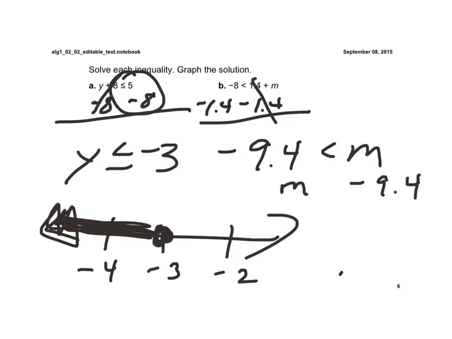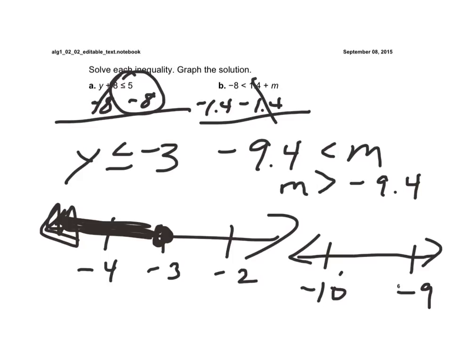And again, I don't want to upset the alligator. This time the alligator is eating the m, so I want to make sure I rewrite it and have the alligator eating the m. So now I have a negative 9.4, so I'm going to have negative 10 and negative 9. And then the negative 10, negative 9, negative 9.4 would be about right here. And again, it's greater than, so it's an open circle this time and shaded to the right.